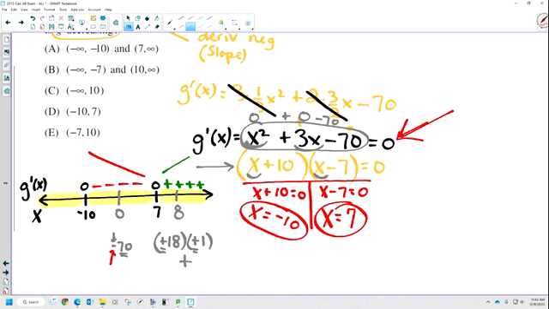All right, well, let's check the last interval. Let's pick a number less than negative 10, negative 11. And again, I'm going to use the factored version.